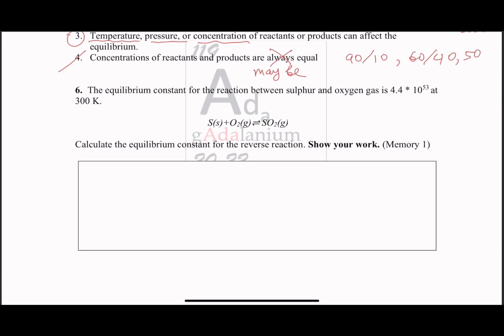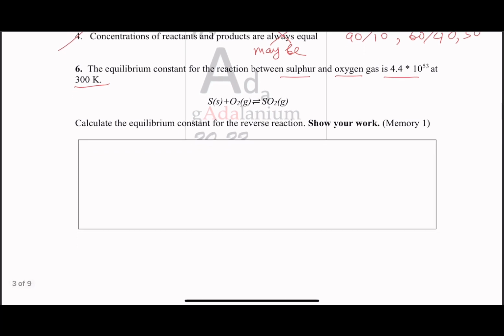Question 6. Equilibrium constant for the reaction between sulfur and oxygen gas equals this number at 300 Kelvin. So the temperature is given to you just as side information. You're not going to use it. Now it's asking us the equilibrium constant for the reverse reaction. Okay, so the reverse reaction is this, right? SO2 and then sulfur S and O2 gas. So let's write the Kc for this.